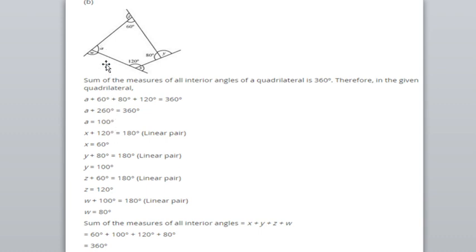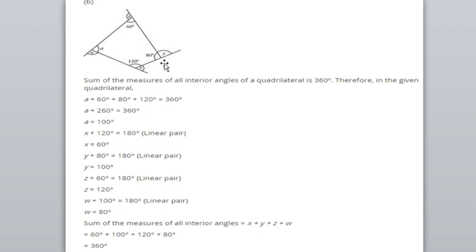So now we can use the linear pair to find the exterior angles. Angle X and the 120 degree angle, which is given, are in linear pair. So X plus 120 degree equals 180 degree as they are in linear pair. Then we transfer 120 to the other side: X equals 180 degree minus 120 degree, which equals 60 degree.